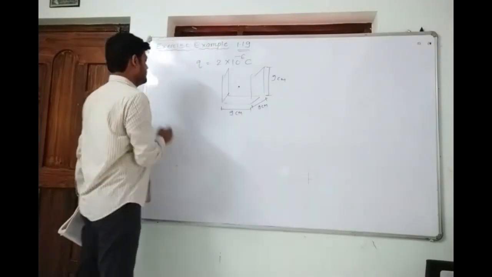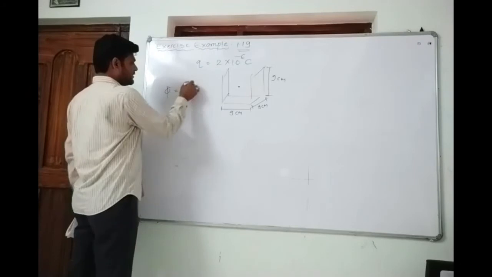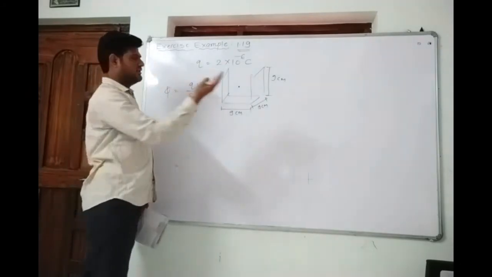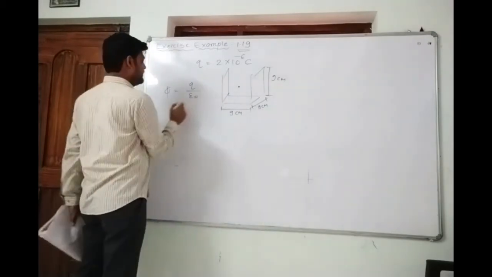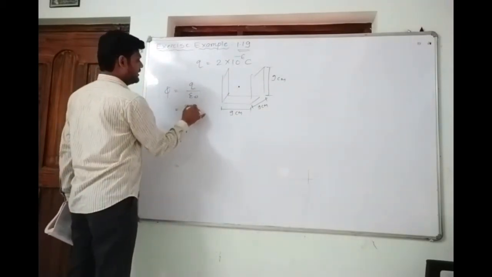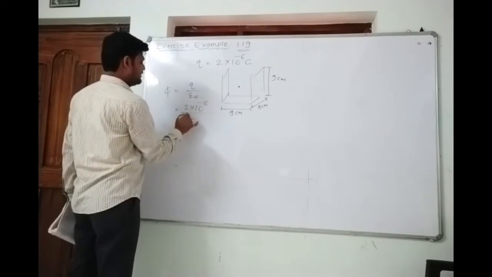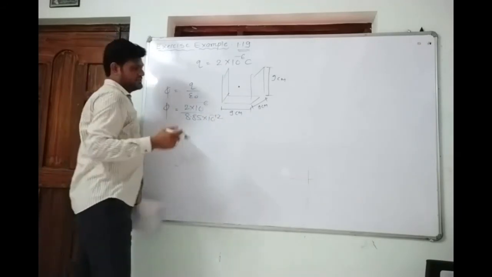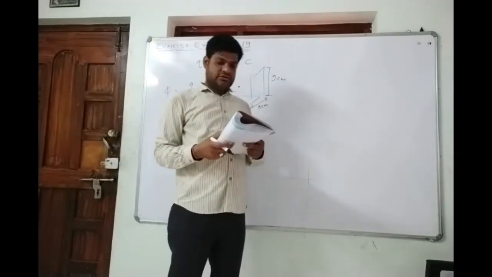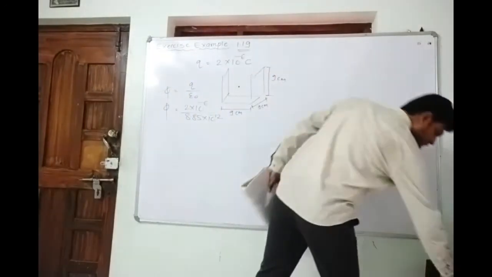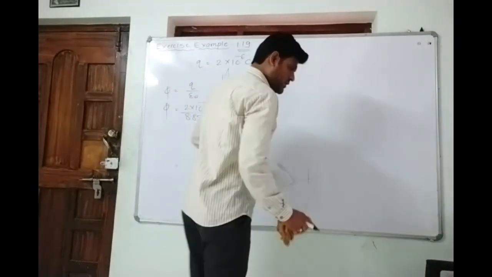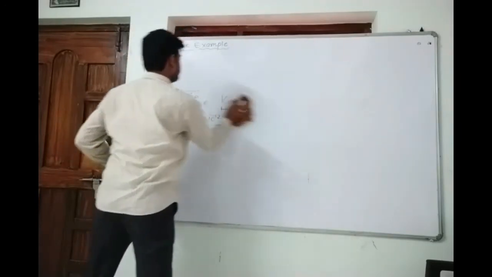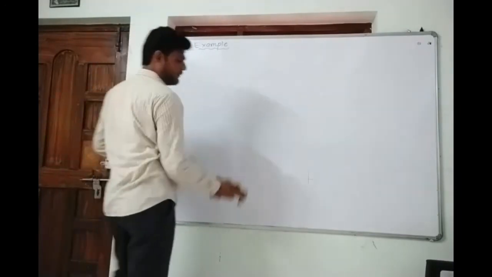It's a very simple question. Flux equals q divided by epsilon 0, where q is the charge enclosed by the Gaussian surface. The Gaussian surface is the cube over here, right? So q equals 2 times 10 to the power minus 6, and epsilon 0 is 8.85 times 10 to the power minus 12. You just get your answer by calculating this. So it's a very simple, very easy question. Next, that is 1.20. This is homework for you. Get the answer.